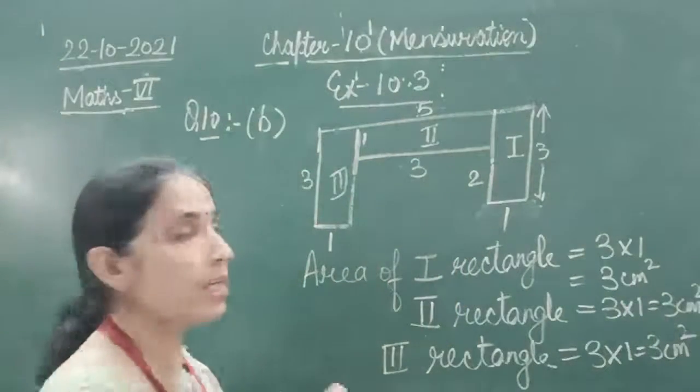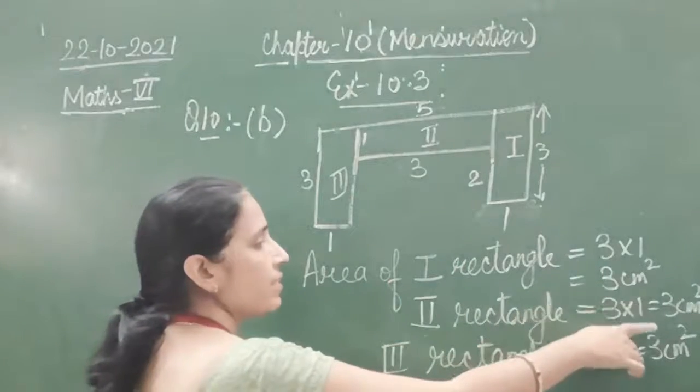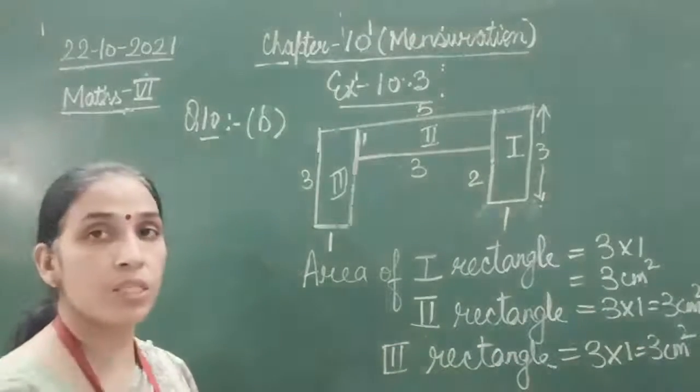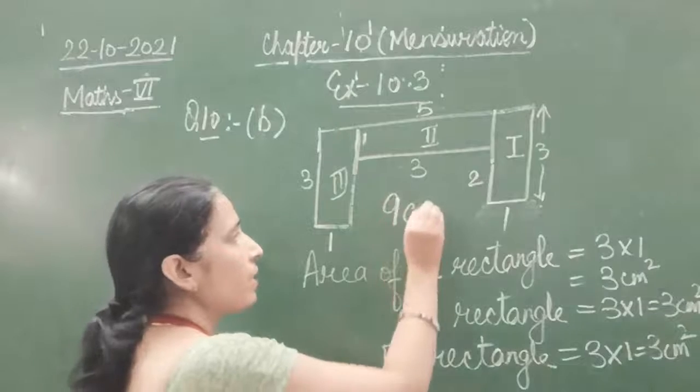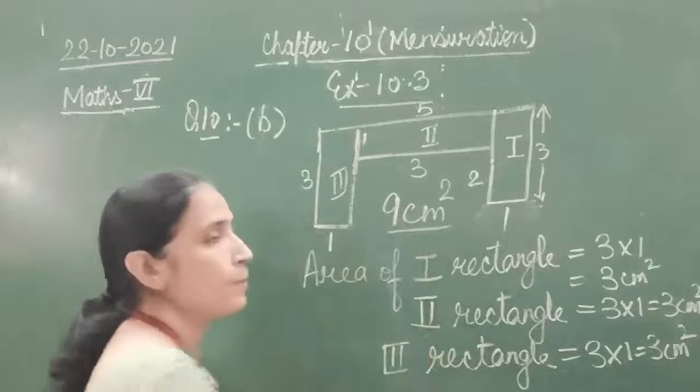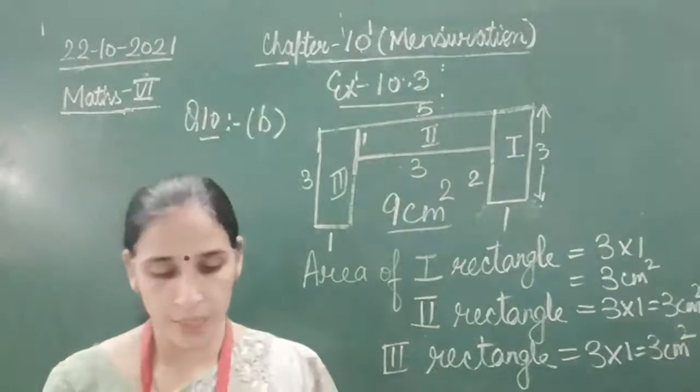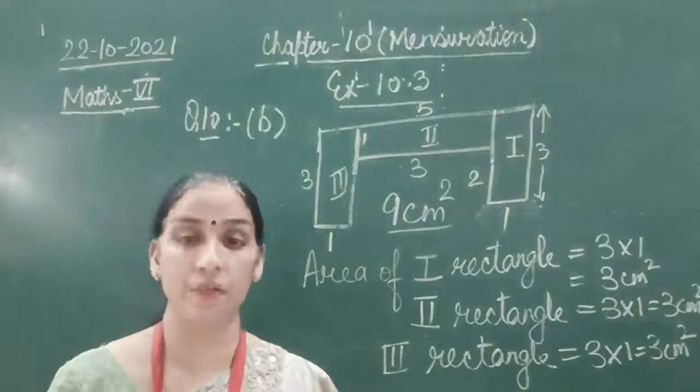What will be the total area of this figure? We are going to add 3, 6, 9. So what is the total area of this figure? That will become 9 centimeter square. Fine. So the same kind of question you will be getting in 11.